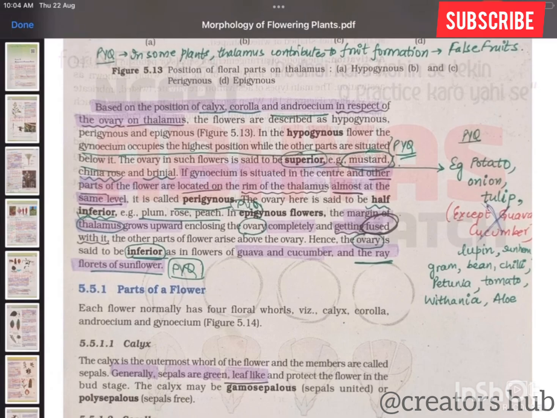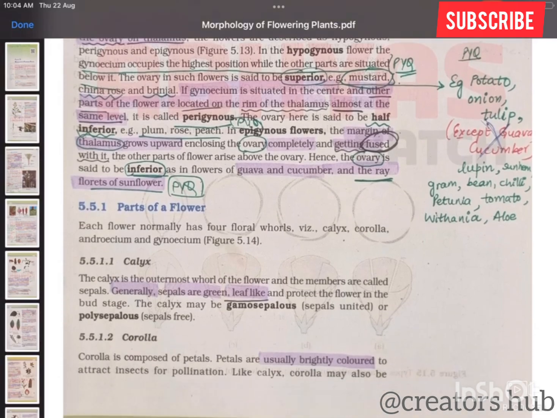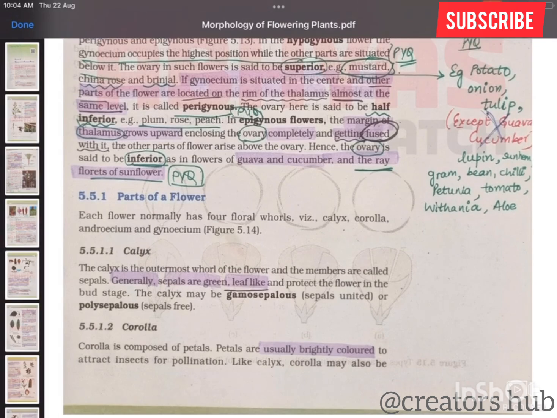Based on the position of calyx, corolla, and androecium in respect to the ovary on the thalamus, the flower is described as hypogynous, perigynous, epigynous. In the hypogynous flower, the gynoecium occupies the highest position while the others are situated below it. The ovary in such flowers is called superior, example mustard, china rose, and brinjal.